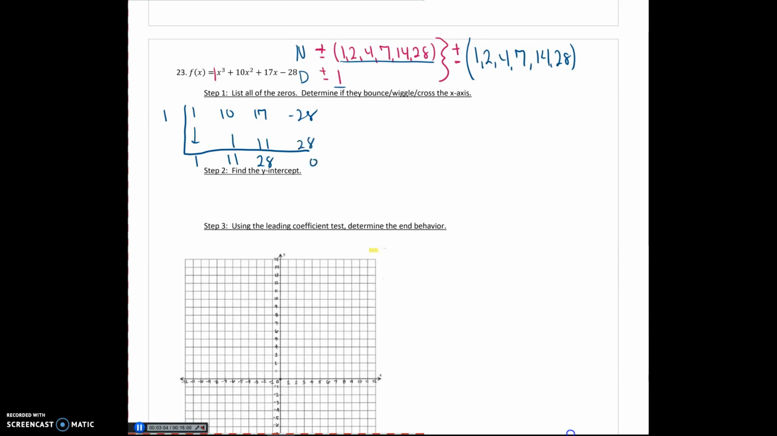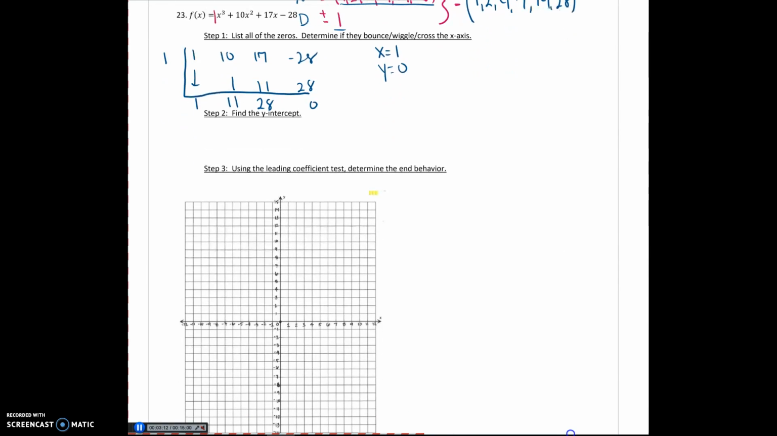So again, what this means is if x is 1, y is 0. And I could put that as a point on my graph, which makes this the x-intercept. All right. And then the other thing this meant was that we had a factor, that this was a remainder, this was the constant, this was x squared. And now I'm going to take what I have left and factor this further. So what are factors of 28? They get me to 11, and those would be 4 and 7.